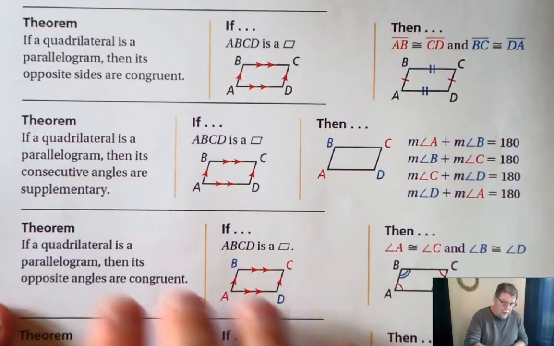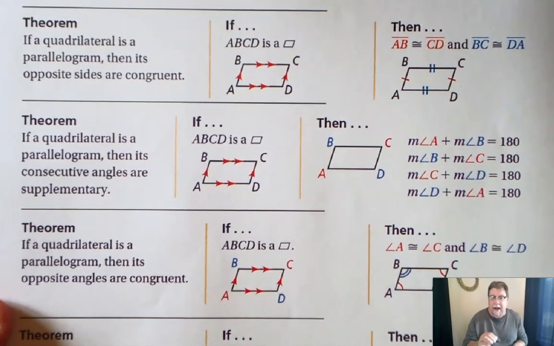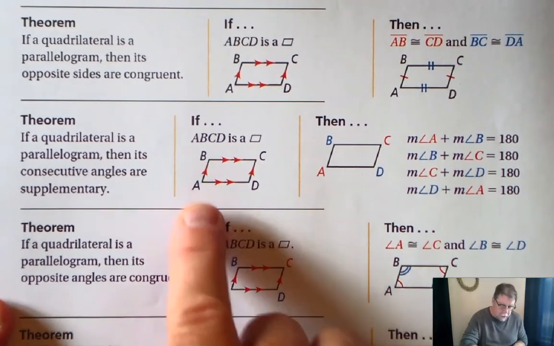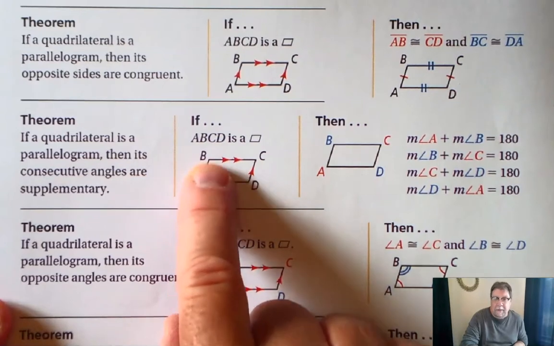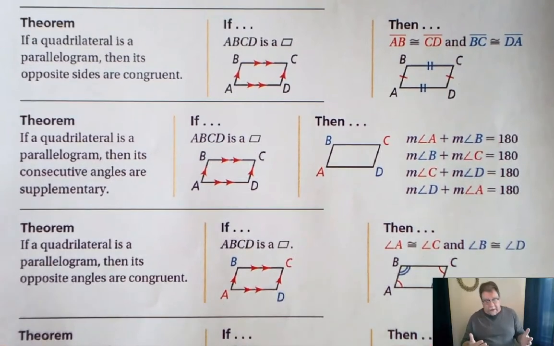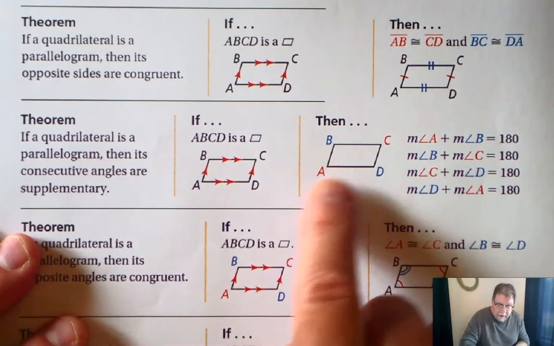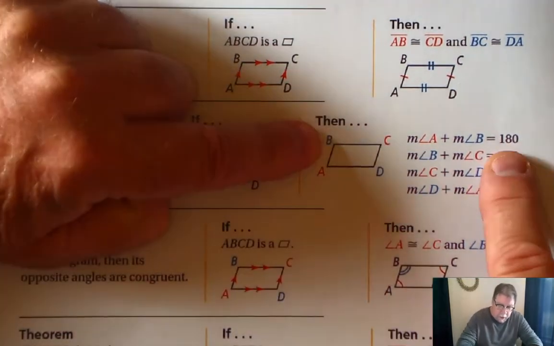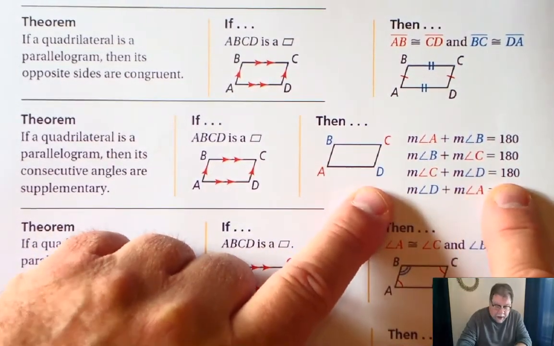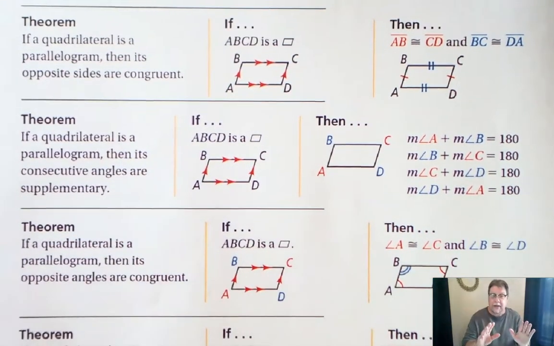Second theorem, if the quadrilateral is a parallelogram, then its consecutive angles are supplementary. Consecutive angles are the ones that are next to each other. So angle B and angle A would be supplementary. Angle B and angle C would be supplementary. In other words, they would add up to 180 degrees. So that's what we have written over here. If we have a parallelogram, then angle A plus angle B would equal 180. Angle B plus angle C would be 180. Angle C plus angle D would be 180. And angle D plus angle A would be 180. They're all supplementary. Okay? That makes sense as well.